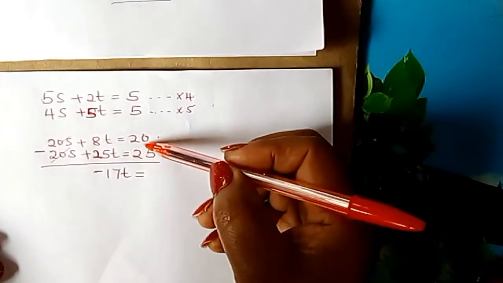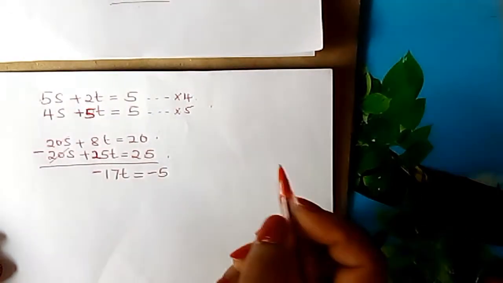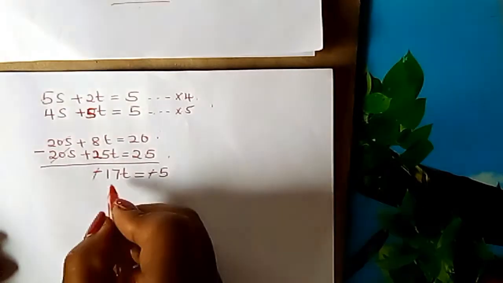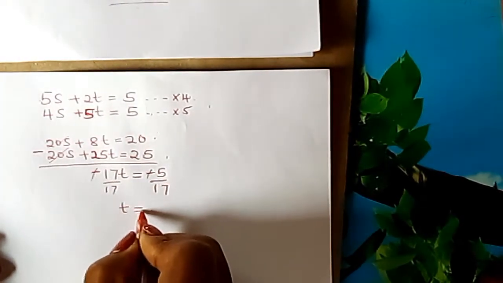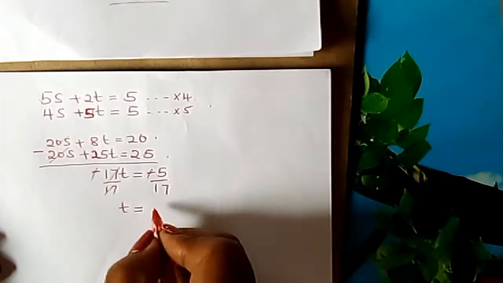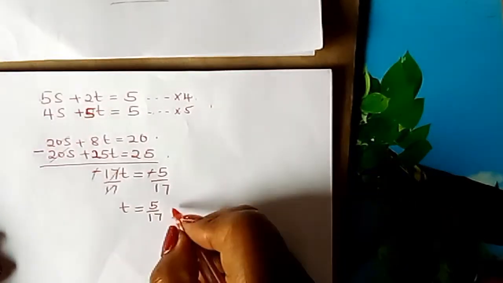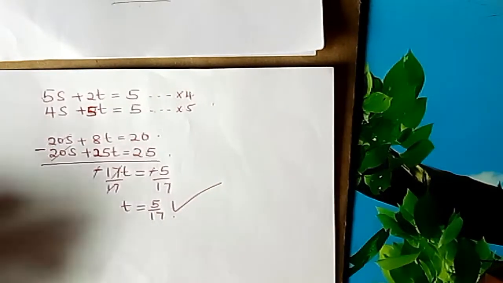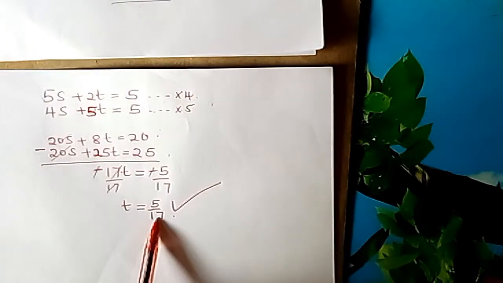Do the same on this side. This minus this gives you minus 5, Lana. Do away with the minuses. Then divide by 17. Your t, Lana, will be 5 over 17. That is your t. Just solving simultaneous equations. Then take this now to get s.